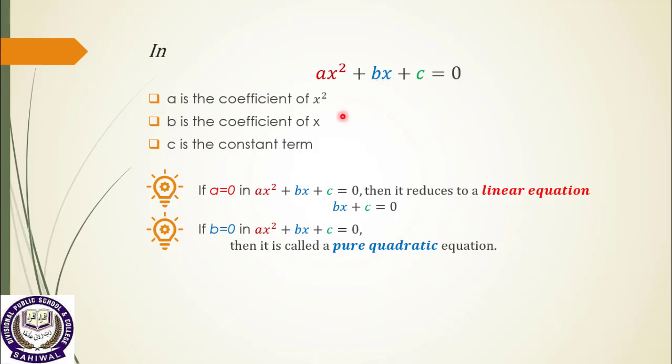In this quadratic equation, if we put a equal to 0, then it reduces to a linear equation bx + c = 0. And if b is equal to 0 in ax² + bx + c = 0, then the quadratic equation becomes a pure quadratic equation with the terms ax² + c = 0.